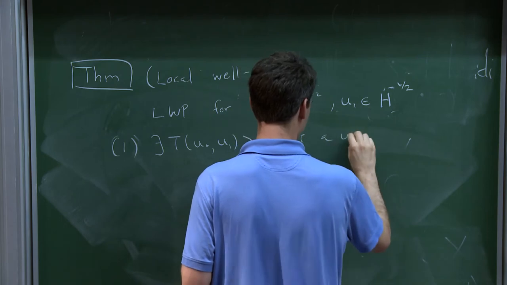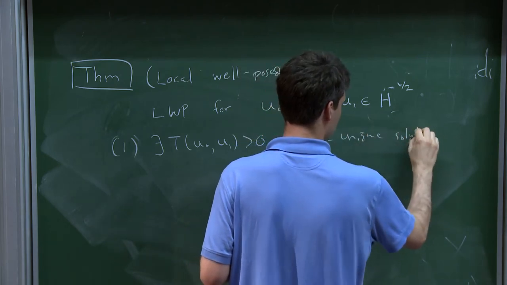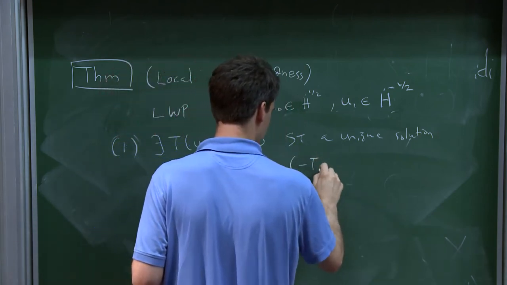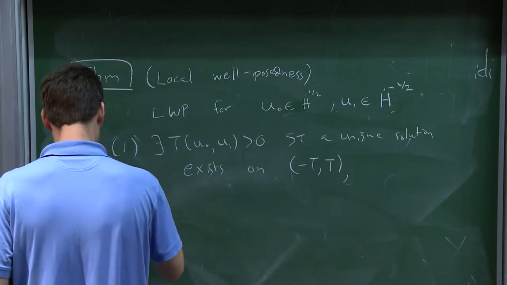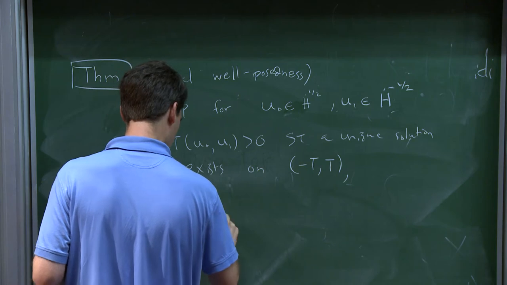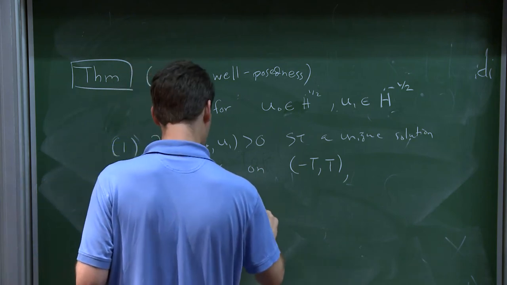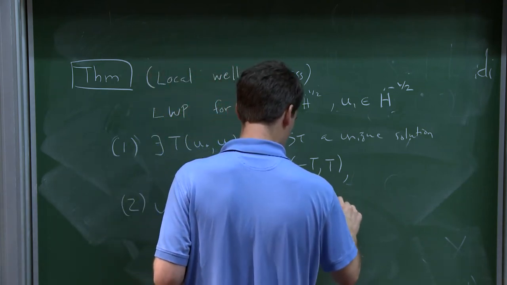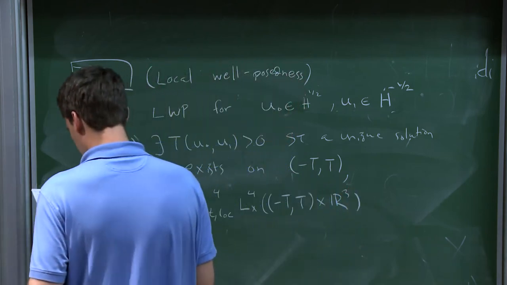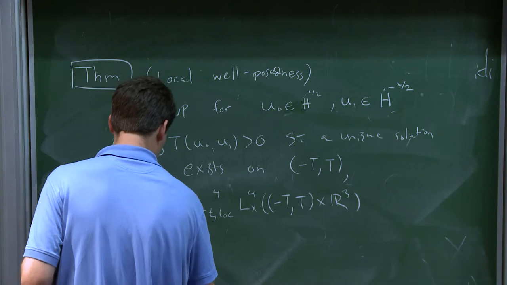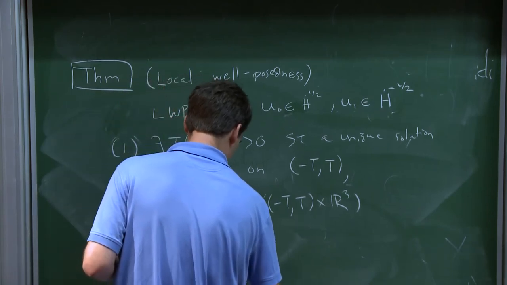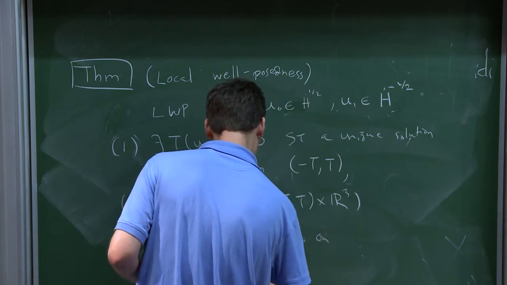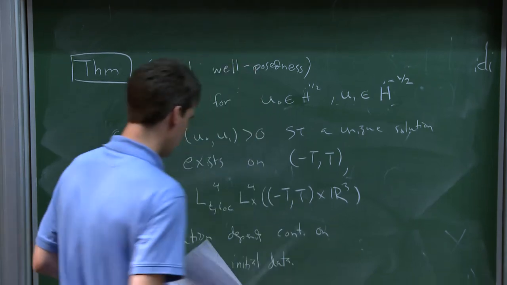such that a unique solution exists on minus T comma T, u is in L^4 t loc L^4 x, and the solution depends continuously on initial data.